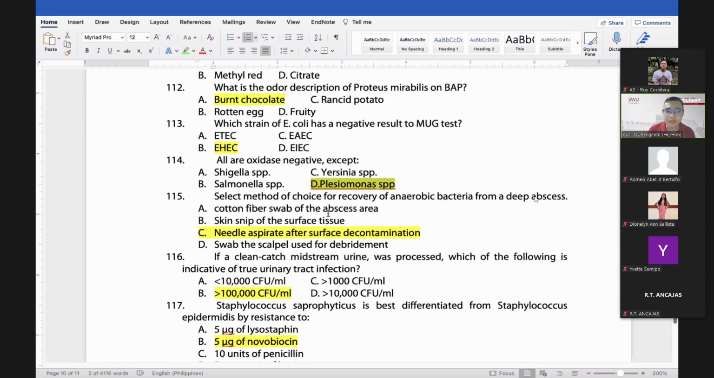115, select method, choice of recovery of anaerobes from a deep abscess. So, review your specimen collection. So, pag anaerobic class bacteria, always use needle aspirate. Okay? You will not use cotton fiber because, again, cotton may contain fatty acids that may kill bacteria. Skin snip also will not be used because you're exposing the tissue sa oxygen. And swab also is never used for anaerobic culture. So ideally, pag anaerobic culture, it should be an aspirated specimen.